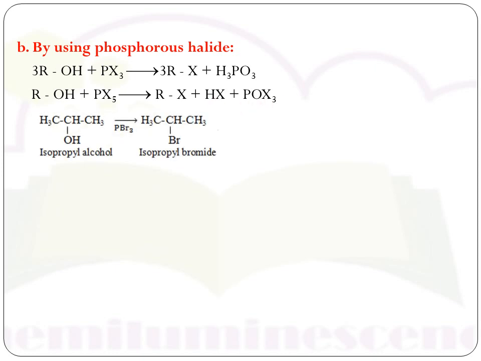The example of this reaction is when isopropyl alcohol reacts with PBr3, that is phosphorus tribromide, the OH group of this alcohol gets replaced by bromine and forms isopropyl bromide. The second example is when ethyl alcohol reacts with PCl5, that is phosphorus pentachloride, the OH group of this ethyl alcohol is replaced by chlorine and forms chloroethane. HCl and POCl3 are formed as side products.